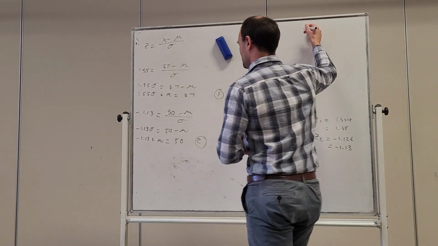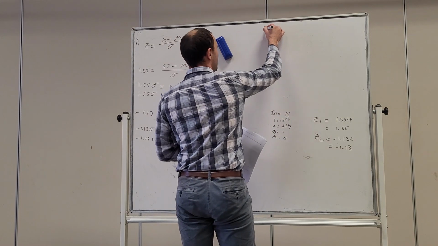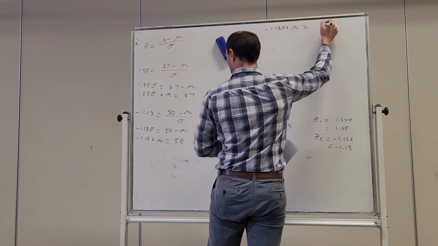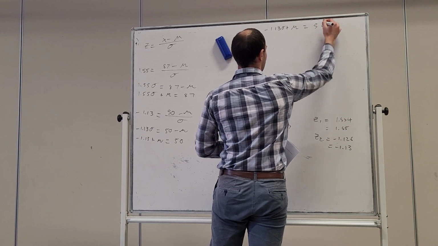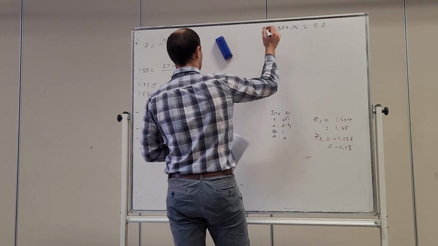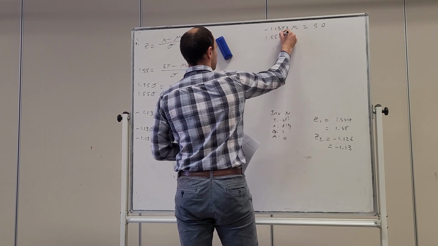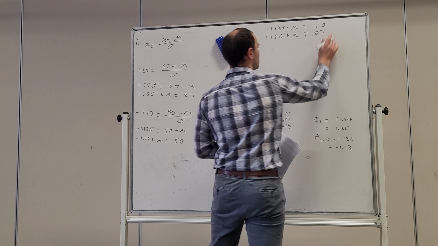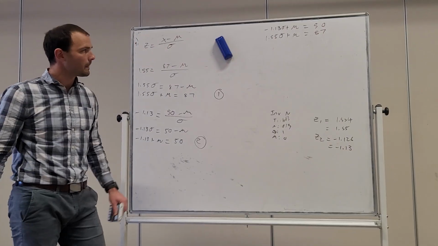So let's write our equations up here. We have minus 1.13 sigma plus the mean equals 50. That's my second equation, and my first equation was 1.55 sigma plus the mean equals 87. They're the two equations that we're wrestling with.